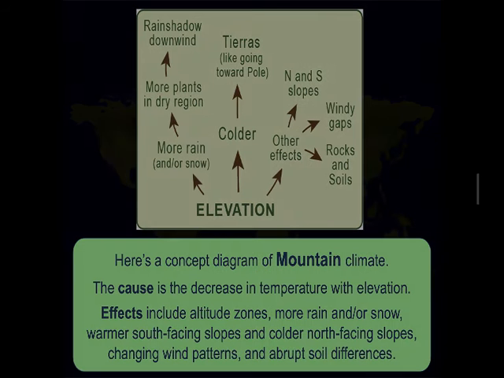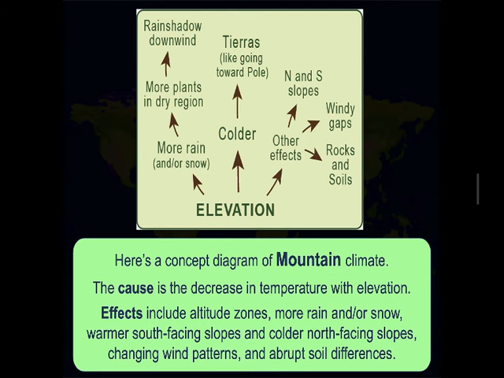Here's a concept diagram of mountain climate. The cause is the decrease in temperature with elevation. The effects include latitude zones, more rain and/or snow, warmer south-facing slopes, and colder north-facing slopes, changing wind patterns, and abrupt soil differences.